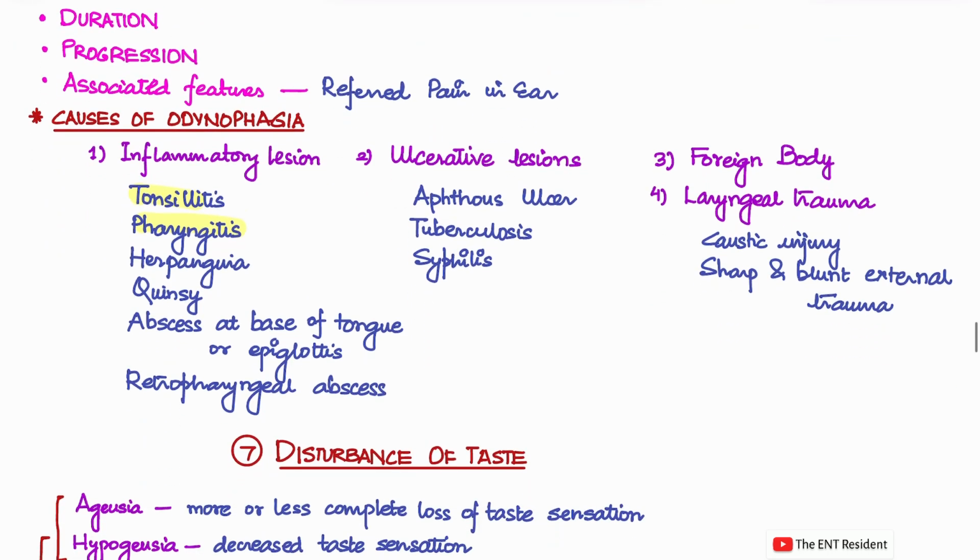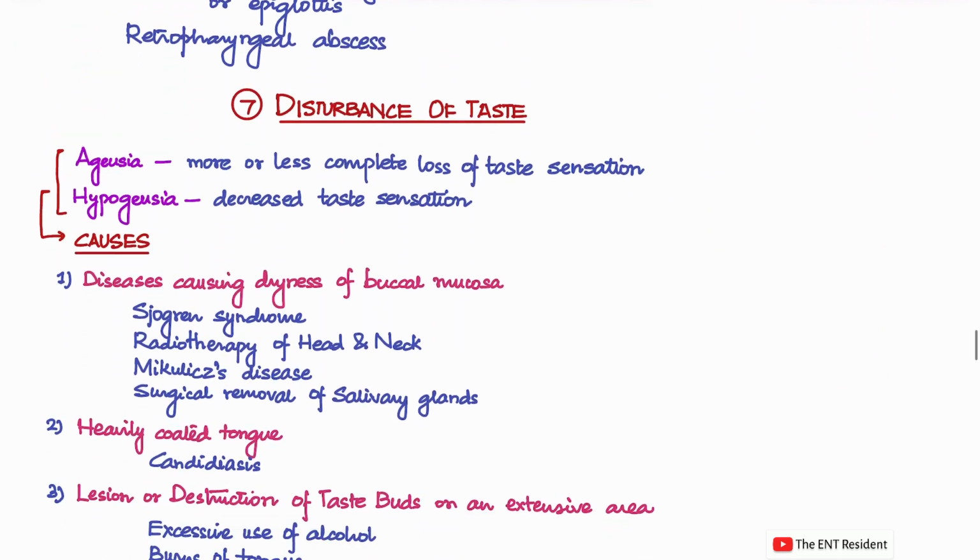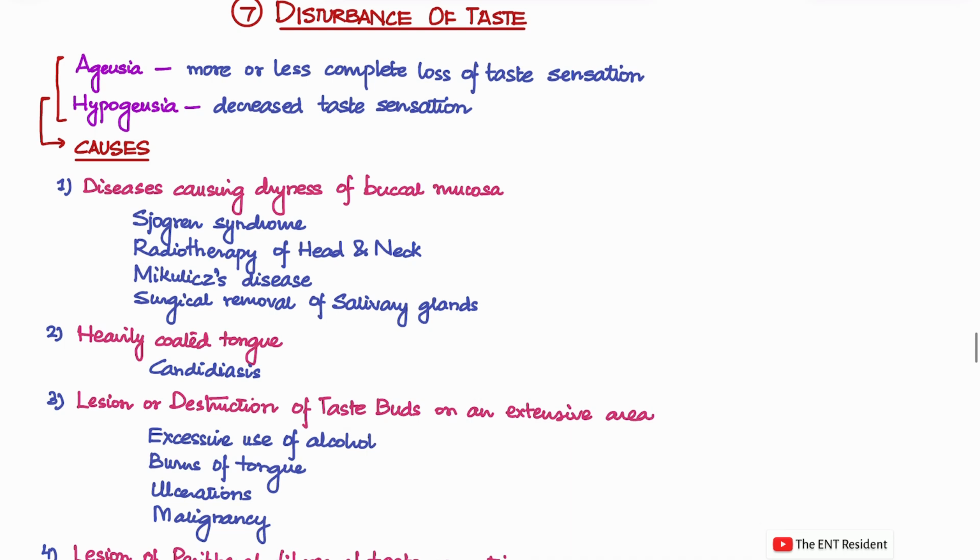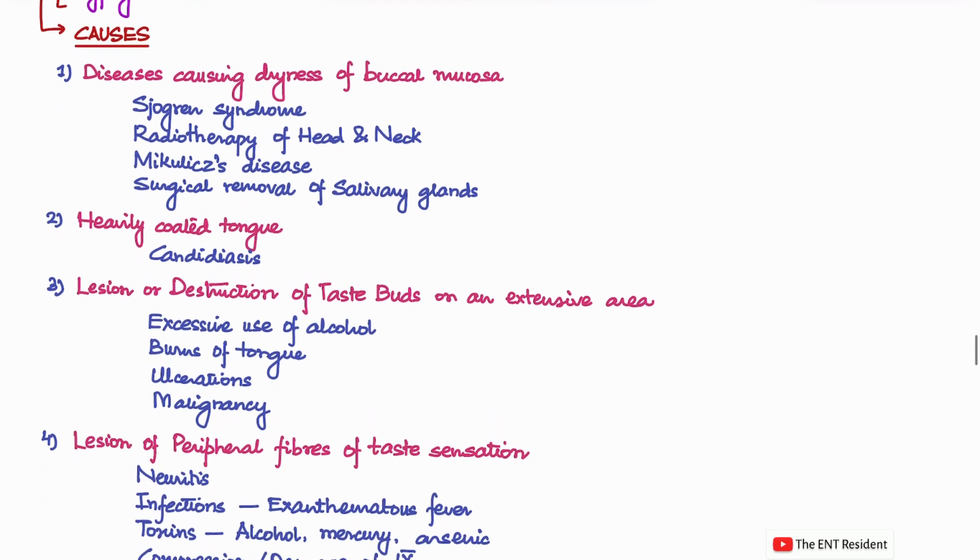Next, we move on to disturbance in the taste. Now, what are the different types of taste disturbance a patient can present to you with? The first two types are ageusia, which is basically a more or less complete loss of taste sensation, and hypogeusia, which means there is a decreased taste sensation. And the causes of both of these can be classified into the following.